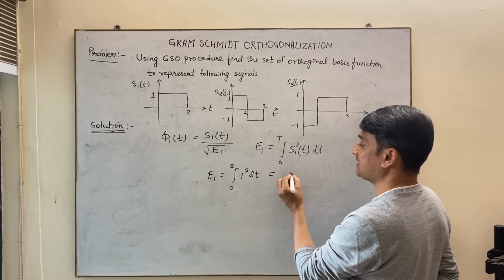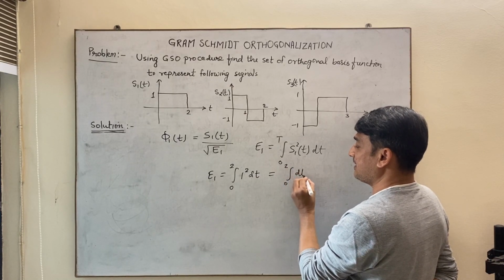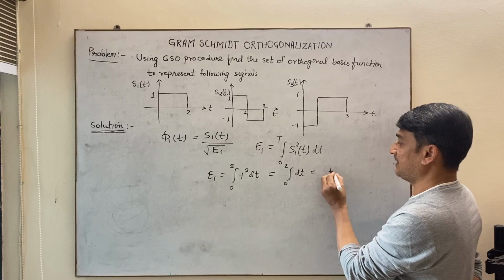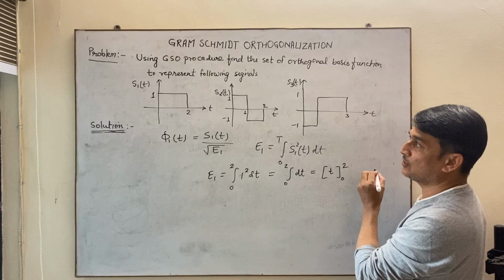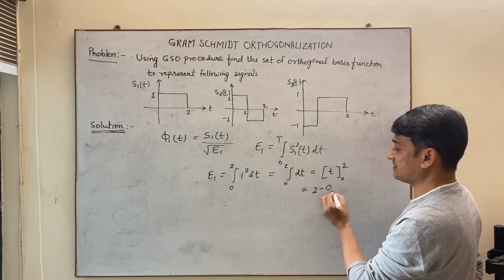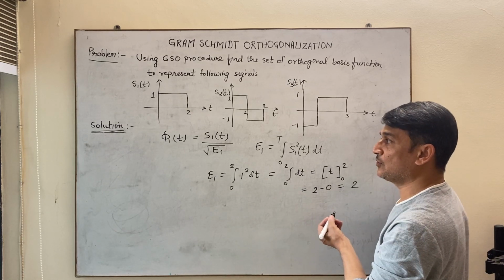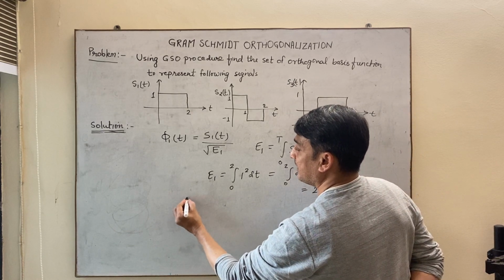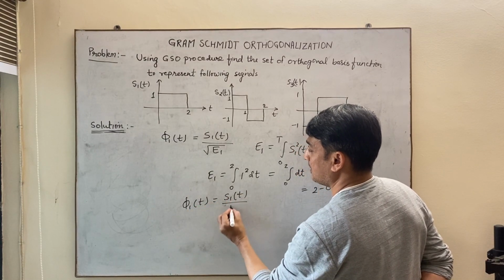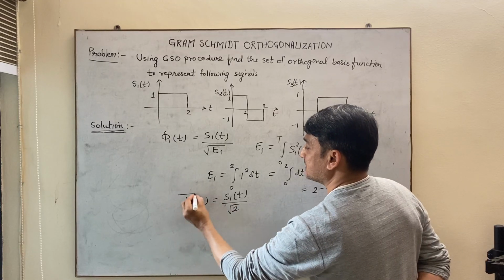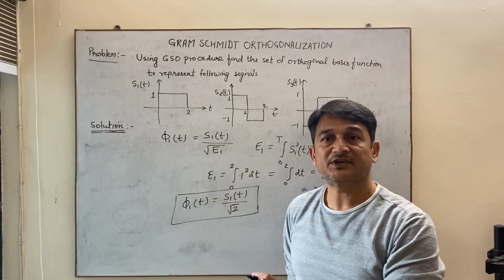So it can also be written as integral 0 to T of dt, or t with the limits 0 to 2, or 2 minus 0, or 2. So E1 is 2 and phi 1(t) is S1(t) upon root 2. So this is how you can calculate the first basis function.